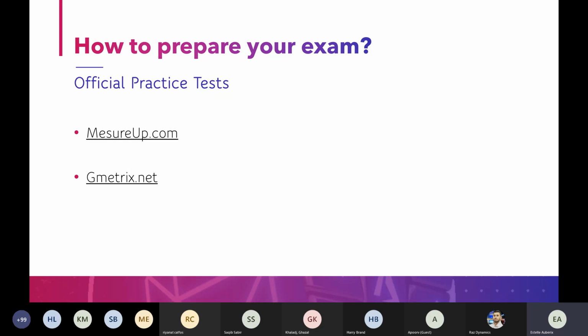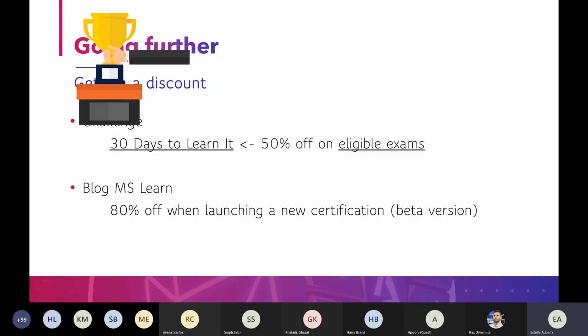Some of them are not better than the free ones, but they are up to date. So sometimes on the free websites, the practice tests could be old, but on MeasureUp or GMetrix, they should be the latest, up-to-date practice tests.